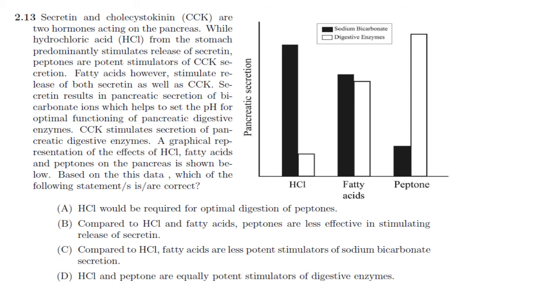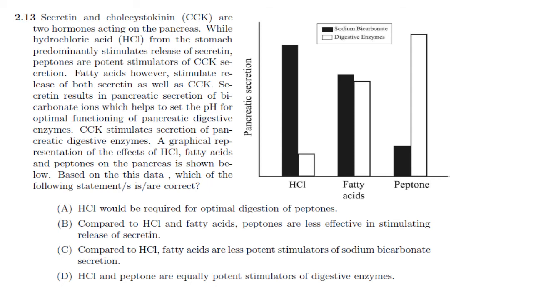Cholecystokinin stimulates secretion of pancreatic digestive enzyme. A graphical representation of the effects of HCl, fatty acid and peptones on the pancreas is shown below. Based on this data, which of the following statements is or are correct? So what they have told is secretin and cholecystokinin, they are two hormones acting on the pancreas.